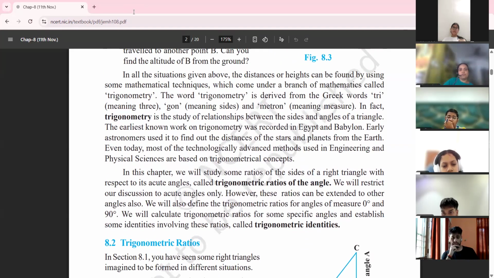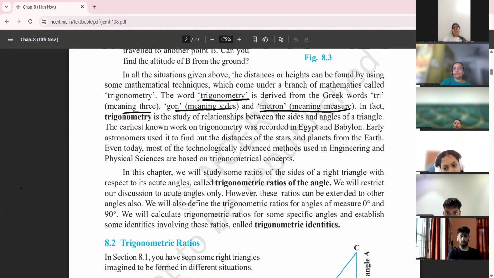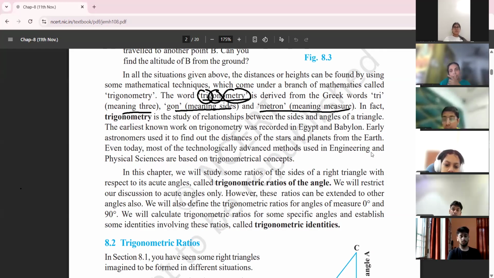Right. So first of all, understand from where this word came. The word trigonometry is derived from the Greek words: tri, meaning three, gon, meaning side, and metron, meaning measuring. So trigonometry means three sides measuring. Understood or not? What is the meaning of the word trigonometry? So you are measuring three sides with the help of angles in trigonometry.